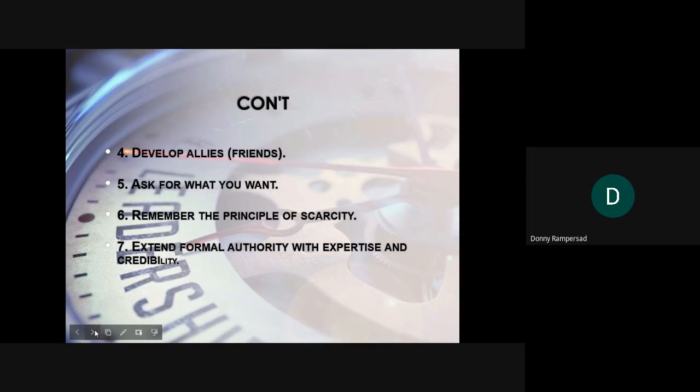Extend formal authority with expertise and credibility. The final principle for asserting influence is the leader's legitimate authority in the organization. Legitimate authorities are in a position to be particularly influential. However, research has found that the key to successful use of formal authority is to be knowledgeable, credible, and trustworthy. Managers who become known for their expertise, who are honest and straightforward with others, and who inspire trust can exert greater influence than others who simply try to issue orders.